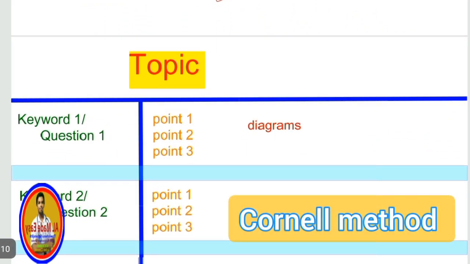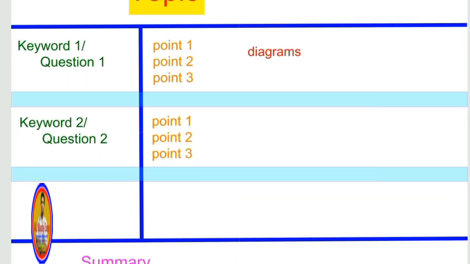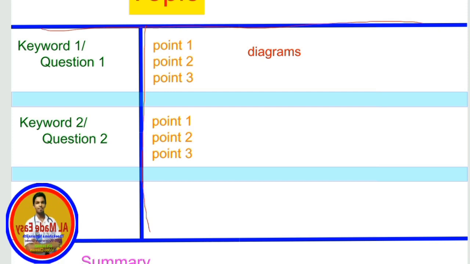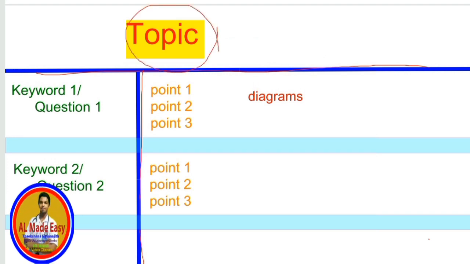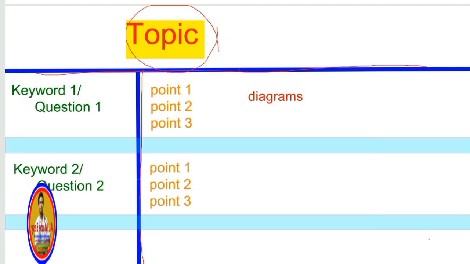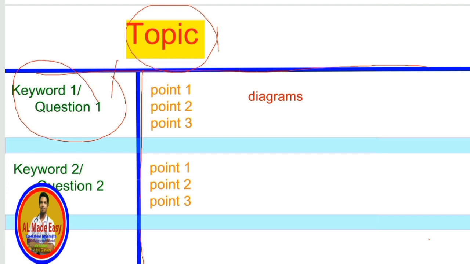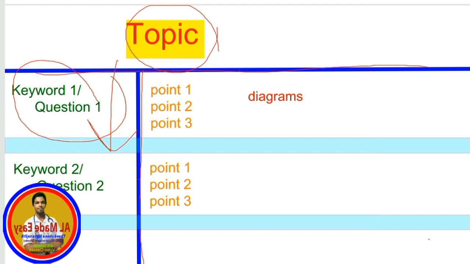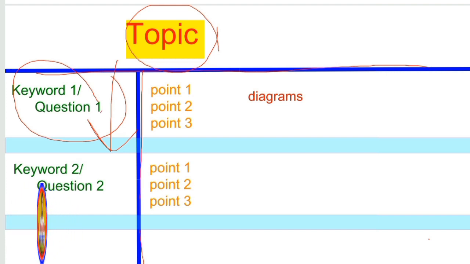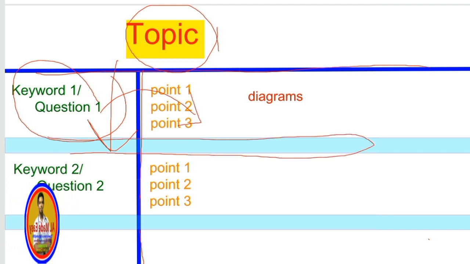First one is corner method. Here we should divide our page as follows. You can see like this we can divide our page. At the middle of the top we put the topic. Then we should select keywords related to the topic and put them in the left column here, and then we should point out main things related to that keywords in the right column. Keep in mind that we should leave a space between these two keywords.